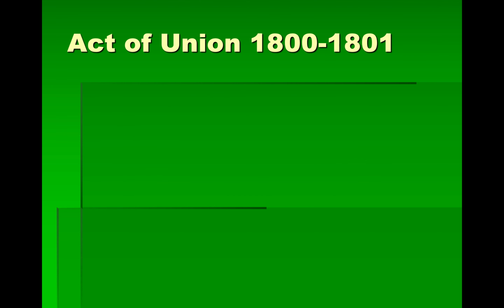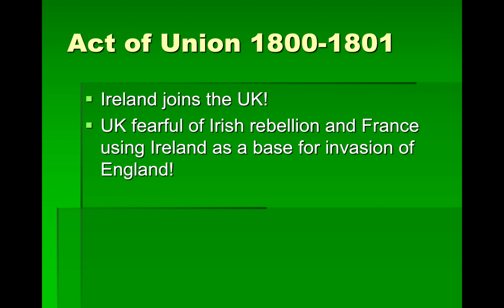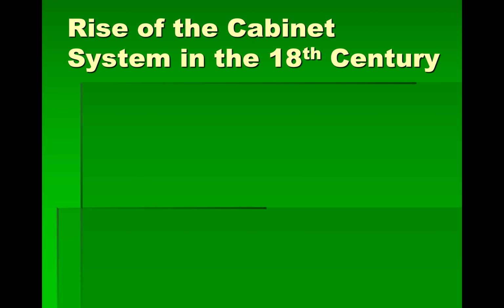Let's continue. We'll get to this in the 1800s, but Ireland is also going to join the UK as well. That occurs about 100 years later, in the 1800s. The UK was very fearful of the Irish Rebellion and France using Ireland as a base of invasion. In the 1800s, there's someone in France, his name is Napoleon, causing a whole lot of trouble, and so the UK was very fearful of Ireland being used to invade England, and so we're going to see the UK invite Ireland into the United Kingdom.